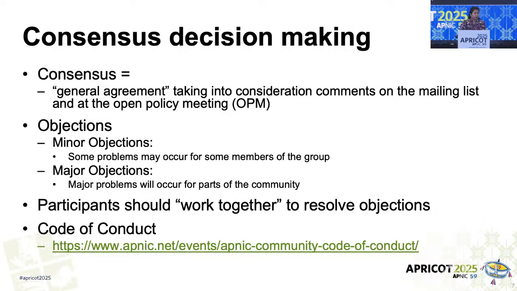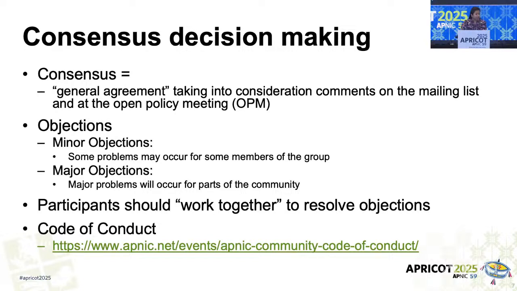And this is how we go to consensus. Consensus is a general agreement taking into consideration comments in the mailing list and what we discuss in the OPM. If you want to object to a proposal, you basically have two options. Either you oppose it, which is a minor objection, or you strongly oppose it, which is a major objection. If you strongly oppose it, we will ask you to come forward and explain why you are opposing and why you don't want this proposal to go on. Participants should work together to resolve the objections. And there are some other options as well, neutral and others.